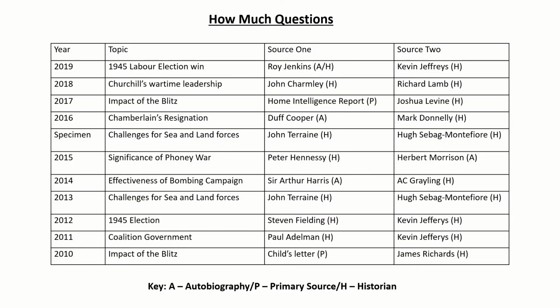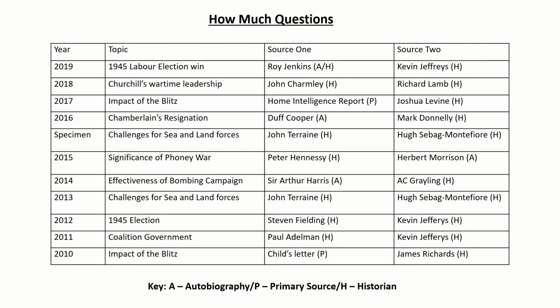These are the how much questions over the last 10 years or so. So you can see you've got a range of different questions, and then I've helpfully provided a key, and so it's either an autobiography, a primary source, or a historian. So you can see it's a bit of a mix. Generally, you get one historian. Well, you always get one historian and something else. Sometimes you get two historians.